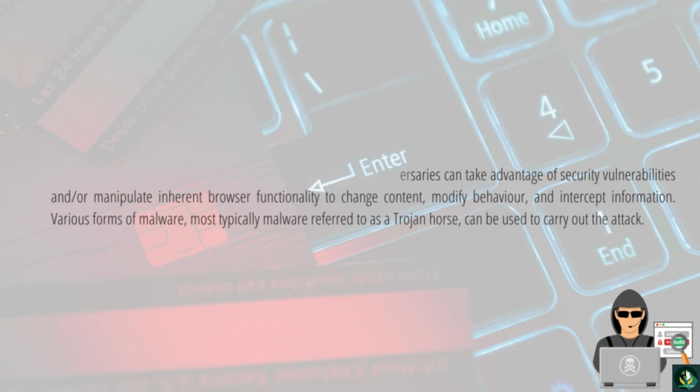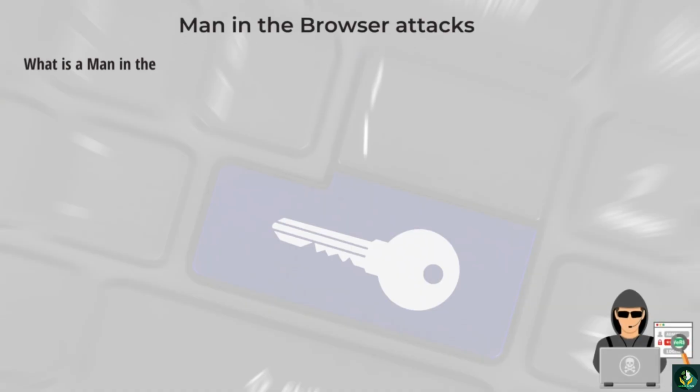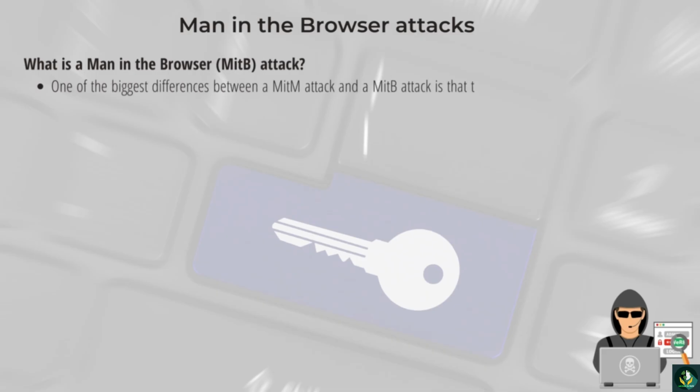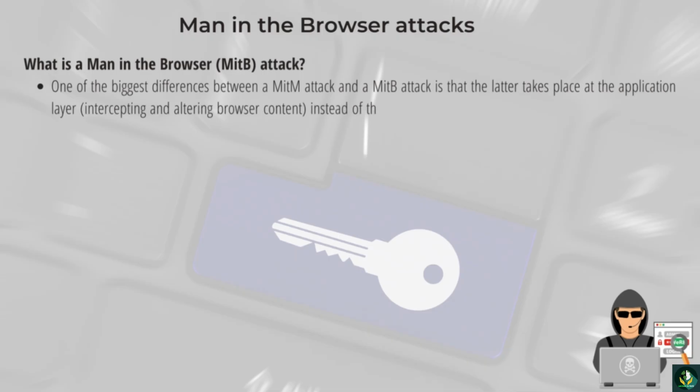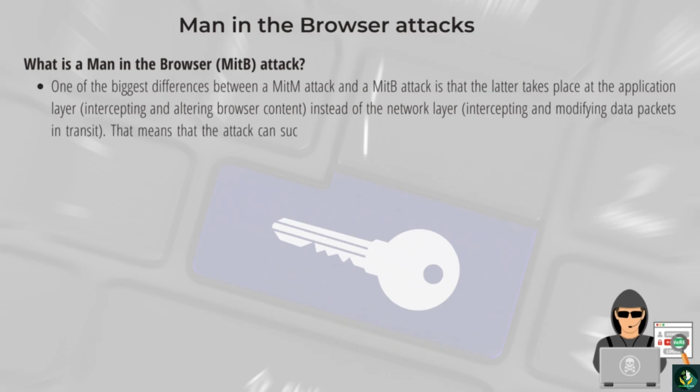attack. One of the biggest differences between a man-in-the-middle attack and a man-in-the-browser attack is that the latter takes place at the application level, intercepting and altering browser content, instead of the network layer, intercepting and modifying data packets in transit. That means that the attack can succeed regardless of whether the site you're viewing is secured with SSL, HTTPS.